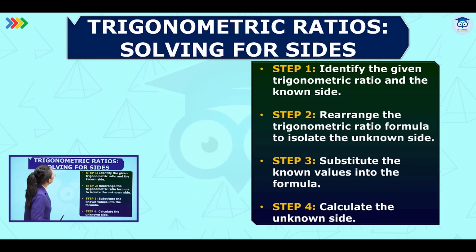So next we have trigonometric ratios for solving the side. There are a few steps that we are going to follow here. The first step is to identify the given trigonometric ratio, if it is given, and the known side. Next is to rearrange the trigonometric ratio formula to isolate the unknown side.